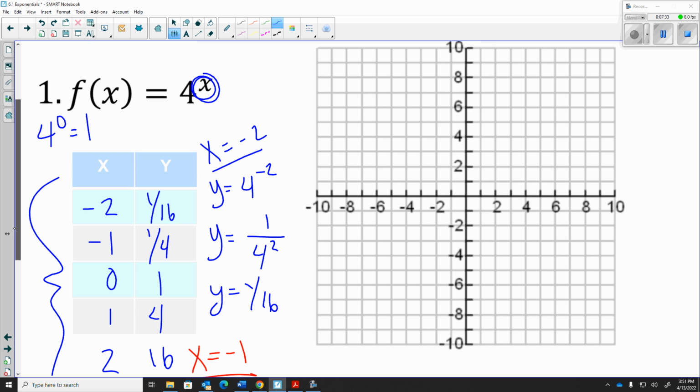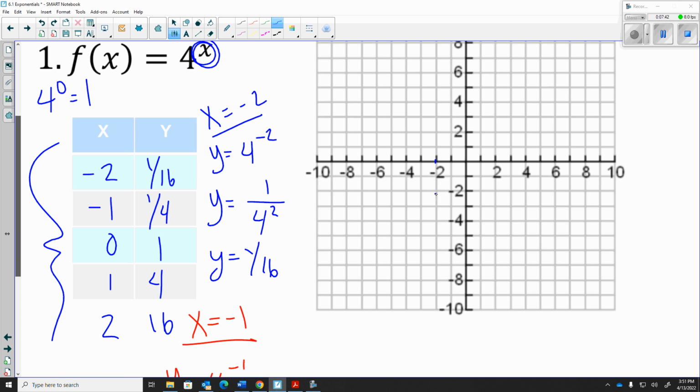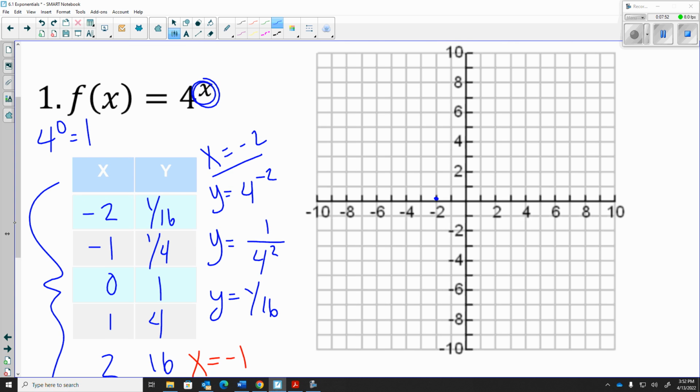I have -2, 1/16. Guys, I don't know where 1/16 is exactly on here, so I'm just going to do my best, and I'm going to say it's really small. It's -2, 1/16. It's really small, okay? That's good enough. I'll try to be accurate, but I can't be super accurate here because it's not a great grid to go 1/16, but that's okay. So -2, 1/16. -1, 1/4. A little bit bigger. 0, 1, 1, 4, and 2, 16.